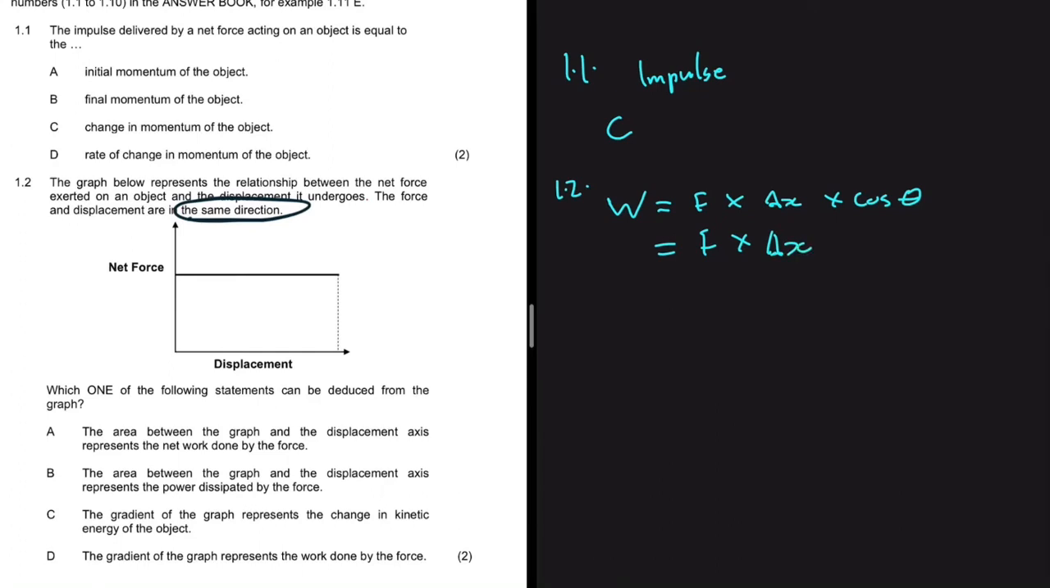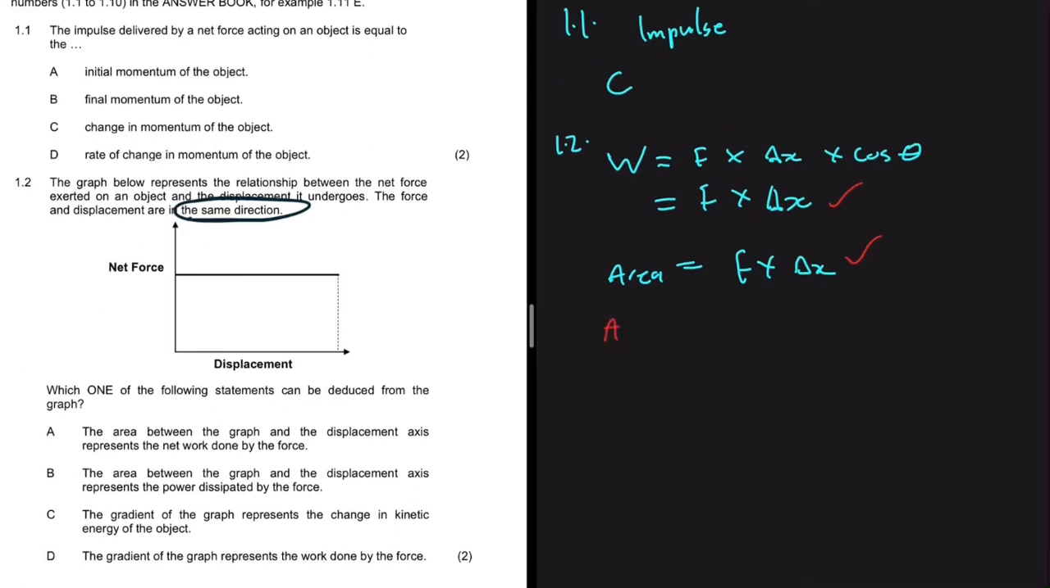The area of this graph will clearly be equal to the force, right, on the y-axis. So we have force and then the displacement on the x-axis, right, which is delta x. It's a rectangle, so the area is length times breadth, right? And this is clearly equal to the work done by the force on that object. So we go in with option A. Let's see if option B, C, D makes any sense.